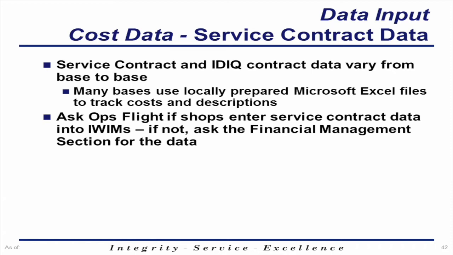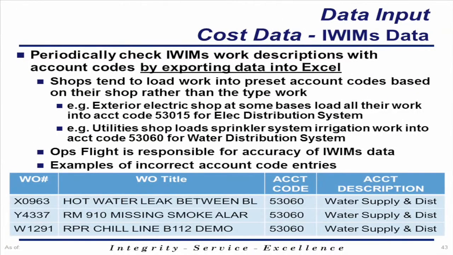So it is important for the utility engineer to find out what type of service contracts are performed on the base to get this relevant utility data. Now, for the slide, first the utility engineer should check with the ops flight to find out if the service contract data is entered in IWIMS. If not, he or she should go to the financial management section and ask for a list of all delivery orders. The utility engineer should be able to get a list of all the delivery orders from there, and by doing that, the engineer will be able to pull out more of the utility expenses in service contracts and IDIQ contracts.